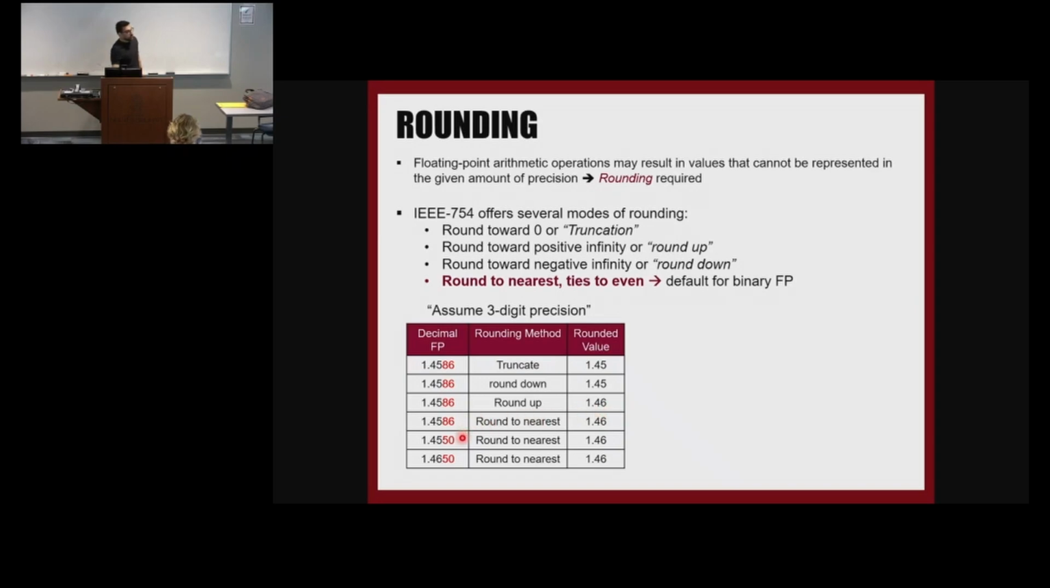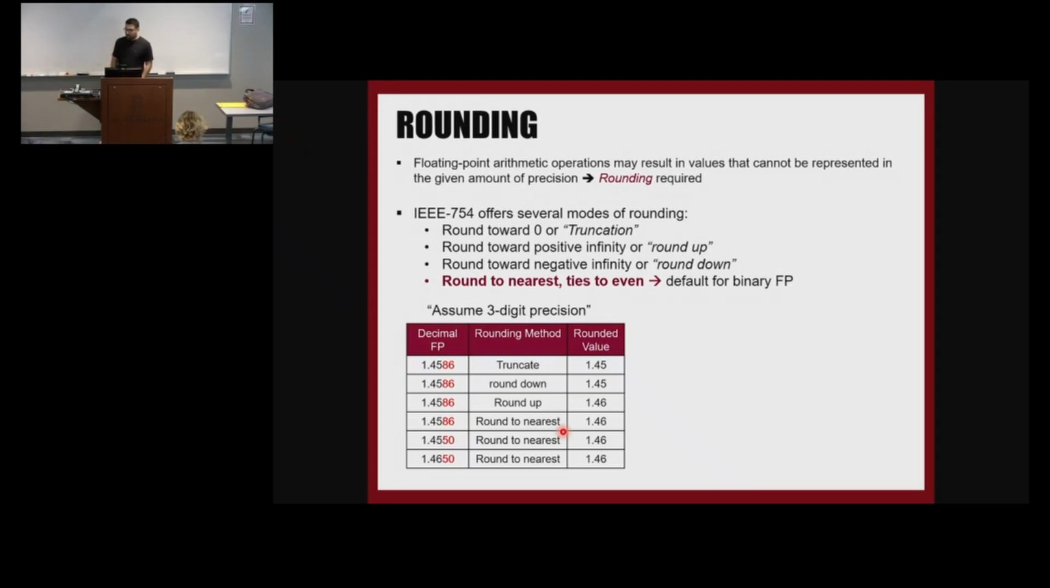And if I have round to nearest, this 1.4586 can be rounded either to 1.46 or 1.45. This number is actually closer to 1.46, so it's going to be rounded to 1.46. That we know, straightforward. It's closer to 1.46, round it to 1.46.